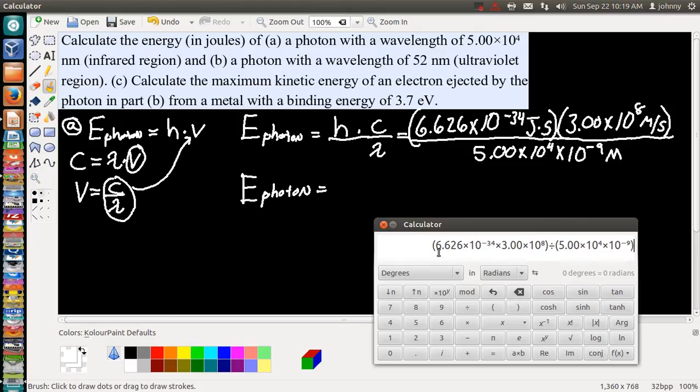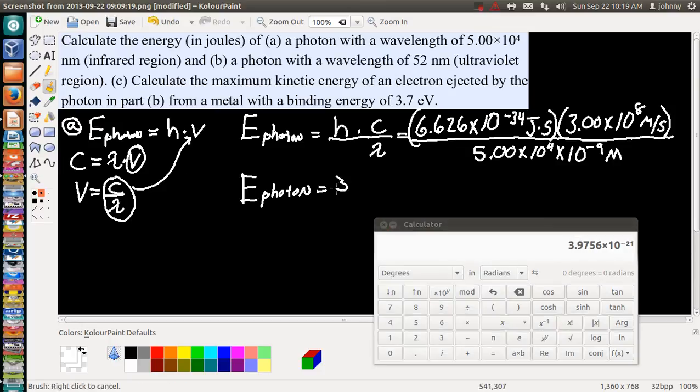Now let's make sure it looks right. 6.626 times 10 to the -34 times 3.00 times 10 to the 8th divided by all this, 5.00 times 10 to the 4th times 10 to the -9th equals, and I get the following answer for A. I get 3.9. I need 3 sig figs because of 5.00, so 3.98. So let me write that down. 3.98 times 10 to the -21.